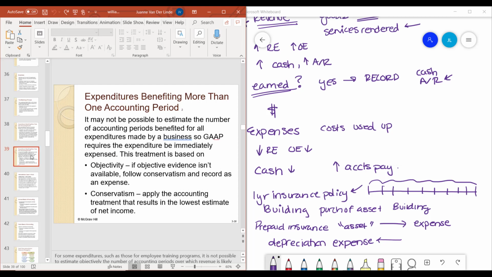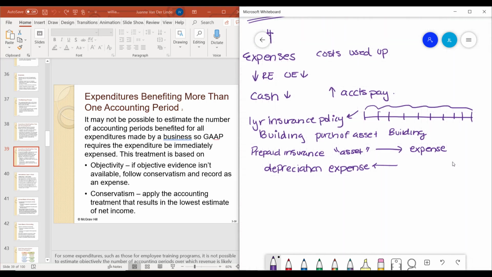Okay, so one of the things is you want to be able to at least, like for a building, estimate how many accounting periods it might benefit. In other words, how many years we think that building will be able to be used to help generate revenue. So I could make a fair estimate and say, okay, about 20 years, my best guess. But there's really no way of knowing.